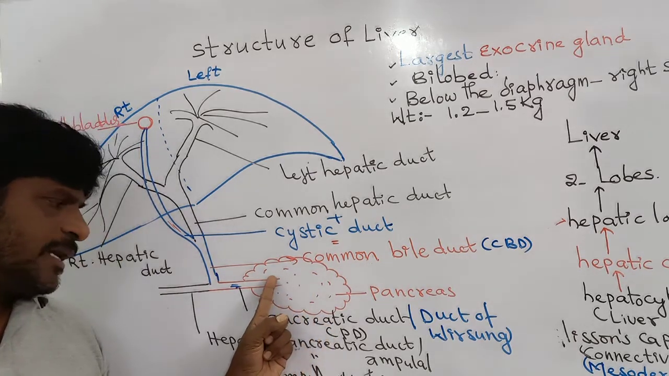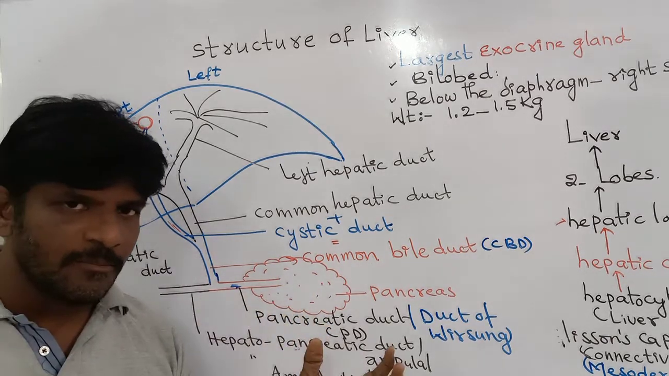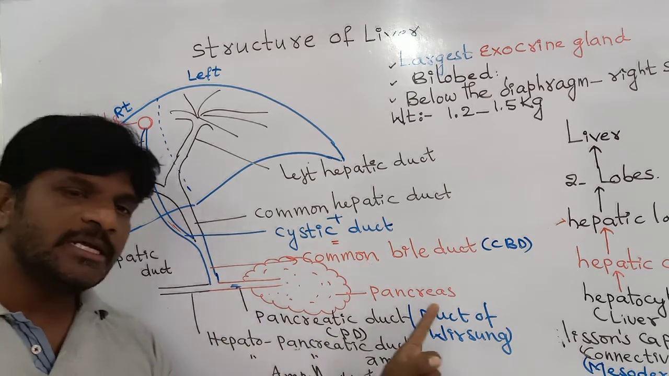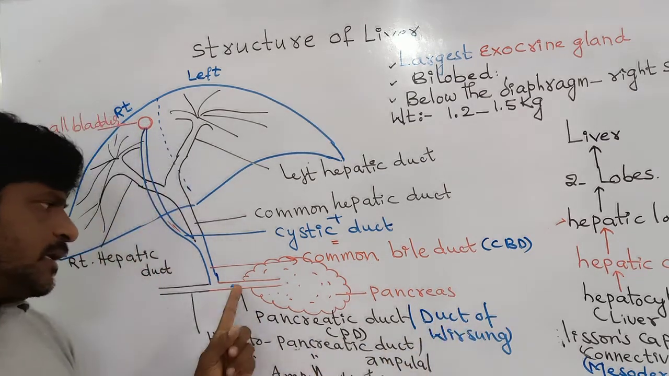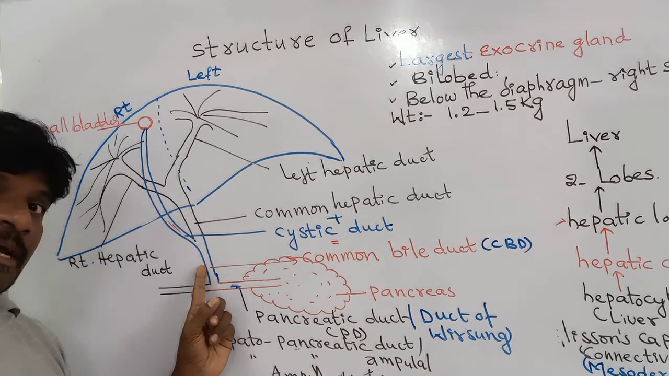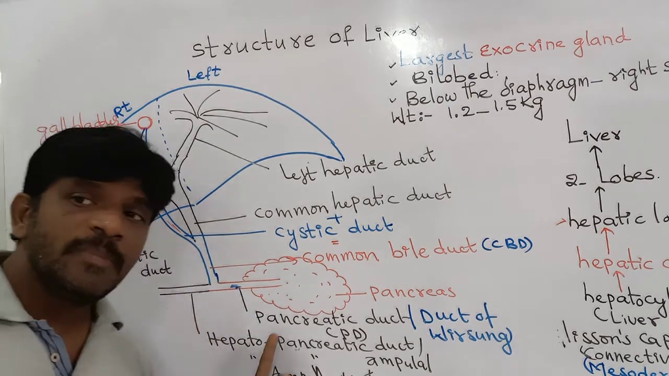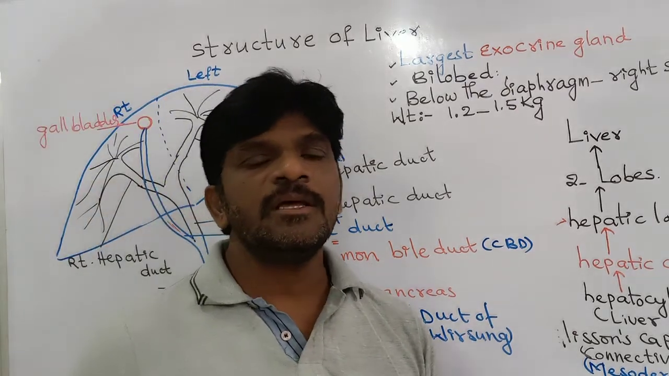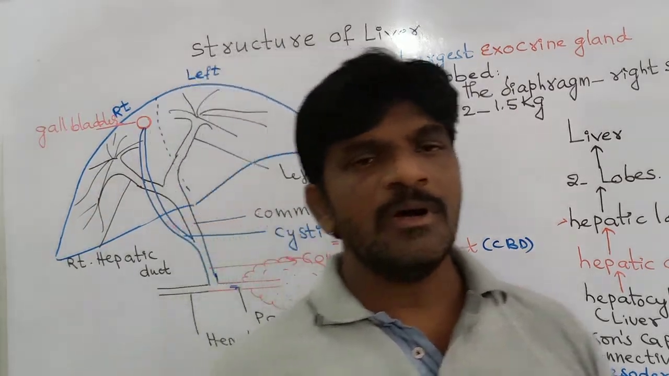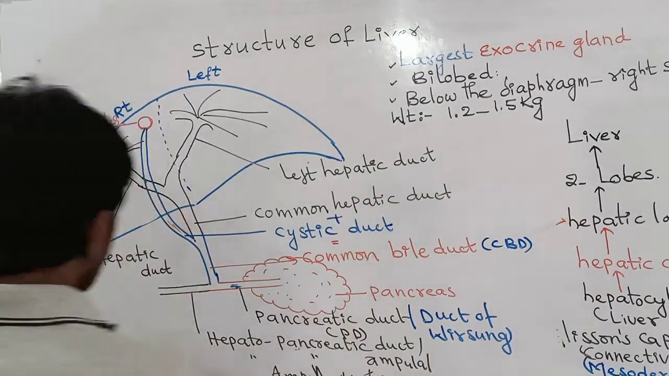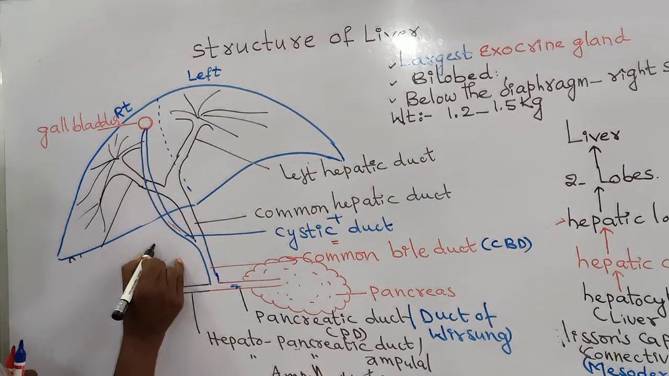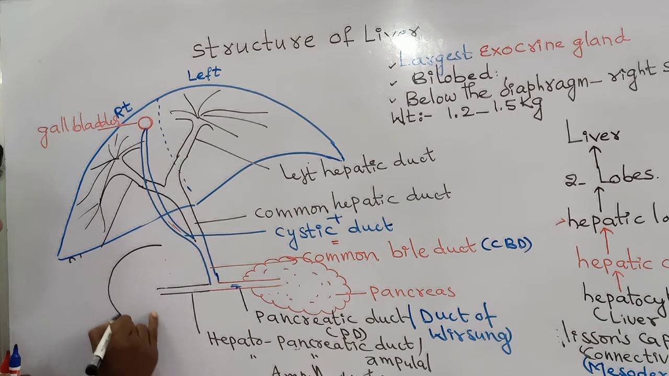There is a pancreatic duct. The main duct of the pancreas is called the PD. Pancreatic duct can be called the duct of Wirsung, and the duct of Wirsung plus the common bile duct, CBD, is equal to the hepatopancreatic duct. The hepatopancreatic duct can be called the hepatopancreatic ampulla or ampulla of Vater, and this ampulla of Vater ultimately opens into the alimentary canal, the small intestine.